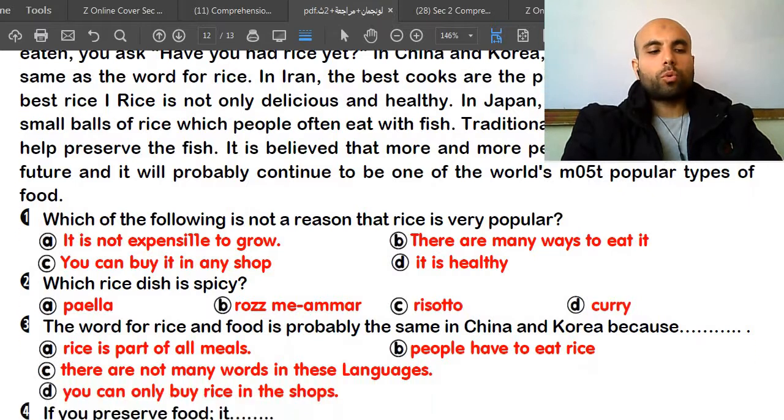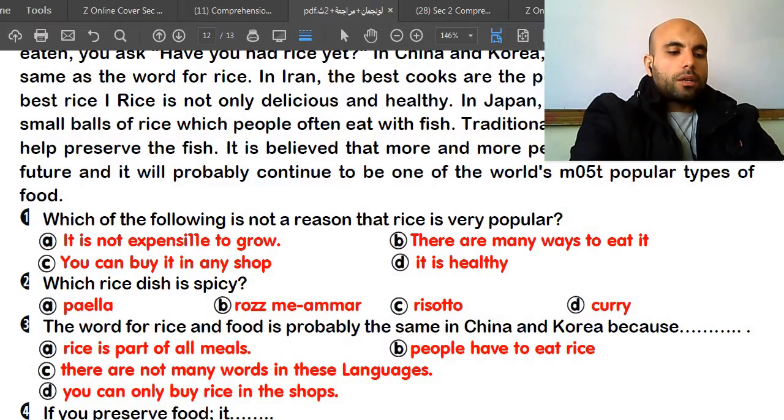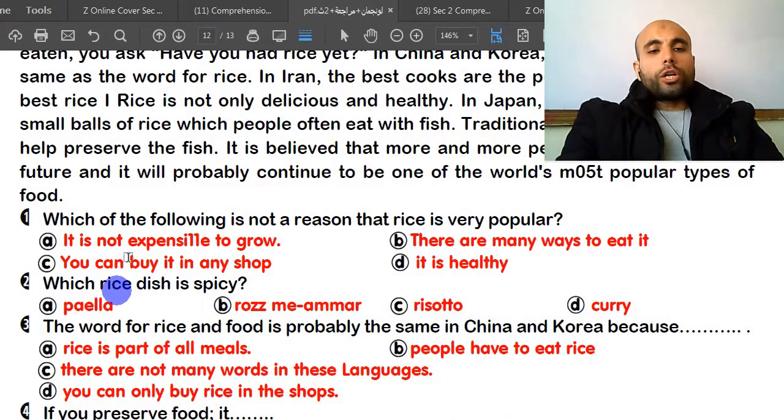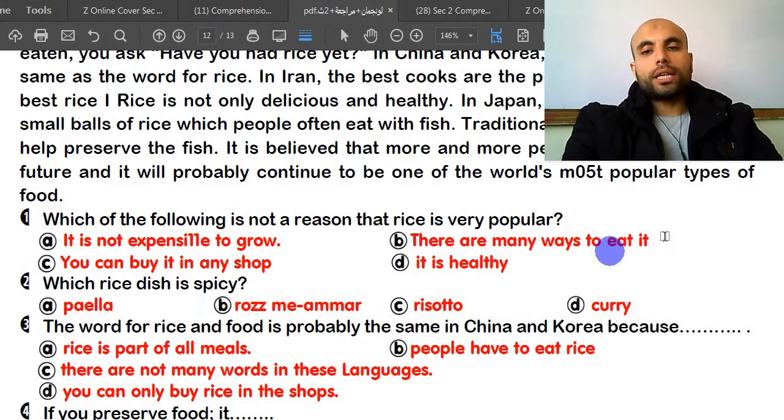So, question number 1. Which of the following is not a reason that rice is very popular? So the answer will be A. It is not expensive to grow. B. There are many ways to eat it. C. You can buy it in any shop. D. It is healthy. So the answer will be excellent. C. You can buy it in any shop.